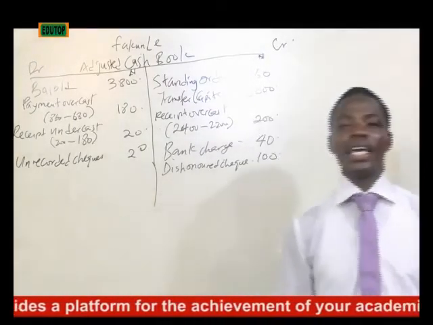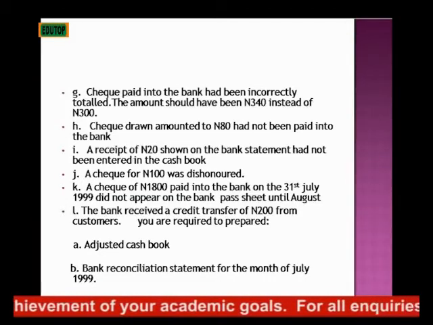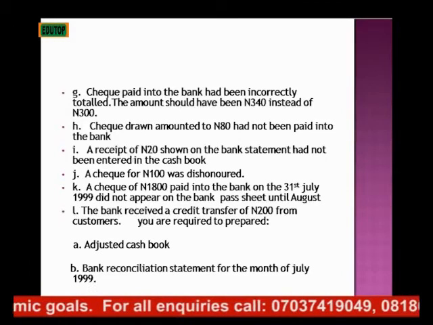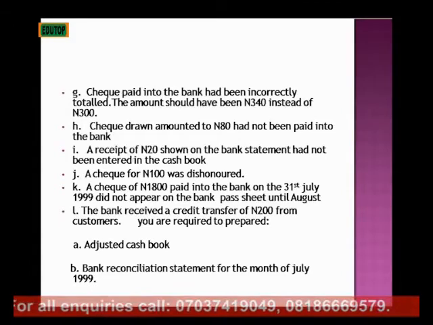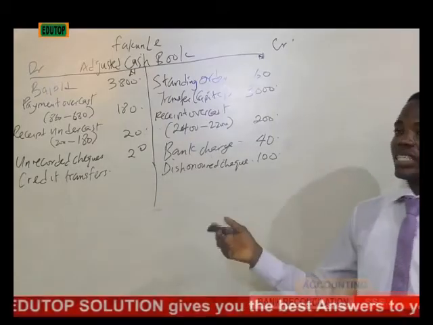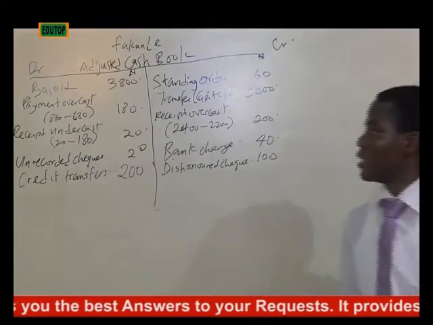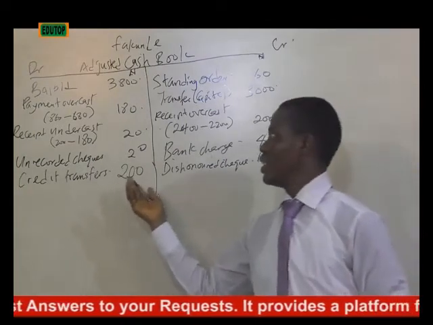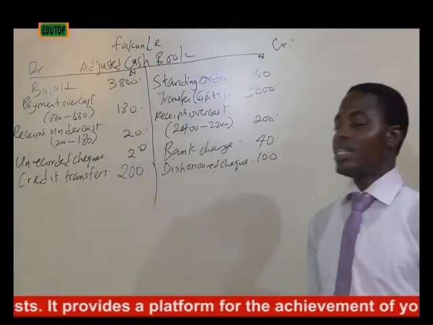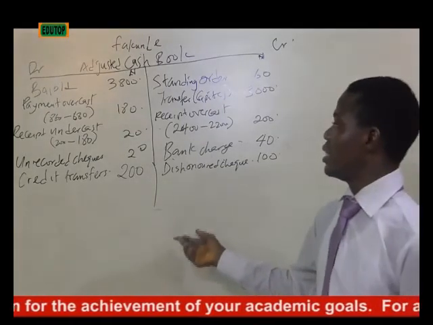Now, question I. The bank received a credit transfer of 200 naira from the customer. That is what we call a credit transfer. It is the information that the customers have: the bank has received a credit transfer of 200 naira, but the Fakunle company has not been notified. So we add it into your adjusted cash book. So these are the information. There are some information that belong to the bank reconciliation statement. We will do that when the time comes.